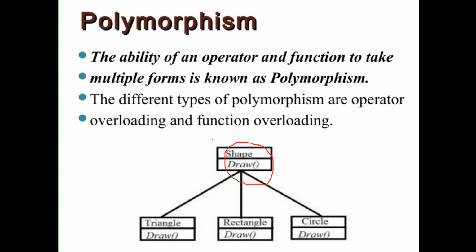Now the shape can be a triangle, a rectangle, or a circle. Again I repeat, it can be a triangle, a rectangle, or a circle. But all three types are a shape only. It is only differentiated on the basis of this behavior.